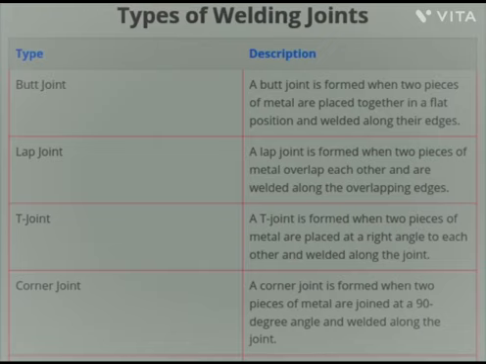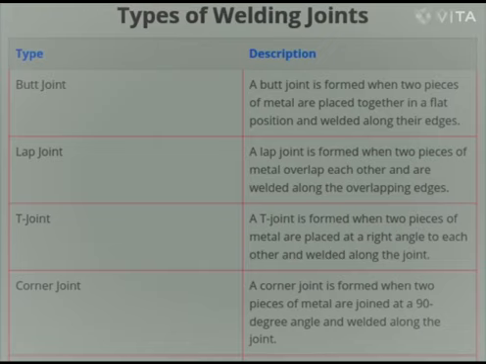Third, corner joint. A corner joint is formed when two pieces of metal are joined at a 90-degree angle and welded along the joint. Fourth, T-joint. A T-joint is formed when two pieces of metal are placed at a right angle to each other and welded along the joint.